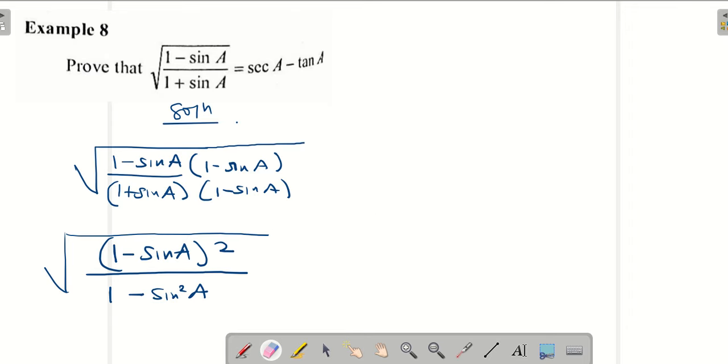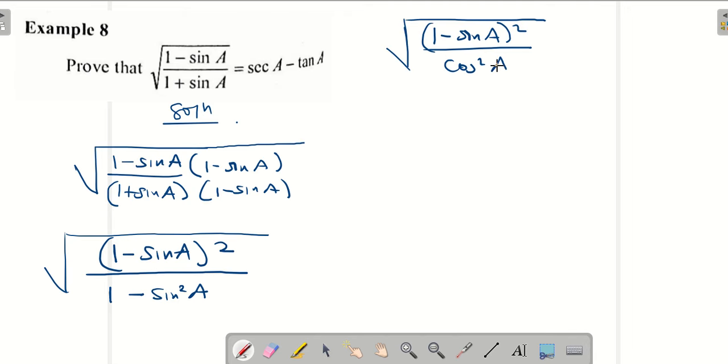Okay, then we continue. Now, the square root is affecting both the numerator and the denominator. We have the square root of 1 minus sine A, all squared, then all divided by 1 minus sine squared A, which is the same as cos squared A.